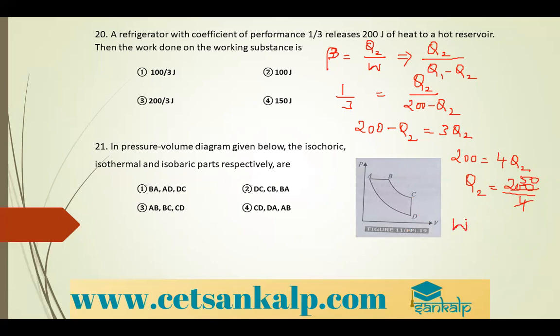So W is equal to Q1 minus Q2. What is your Q1? It is 200 minus 50. It is 150 joules. So option 4. I hope you are clear with that. Okay.